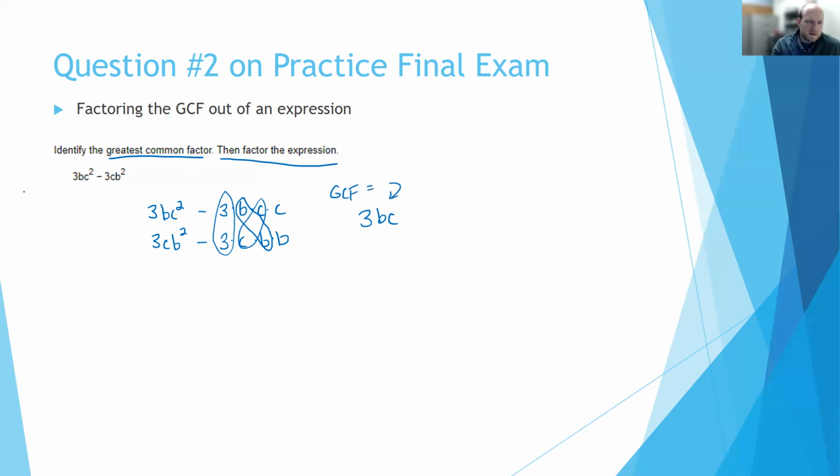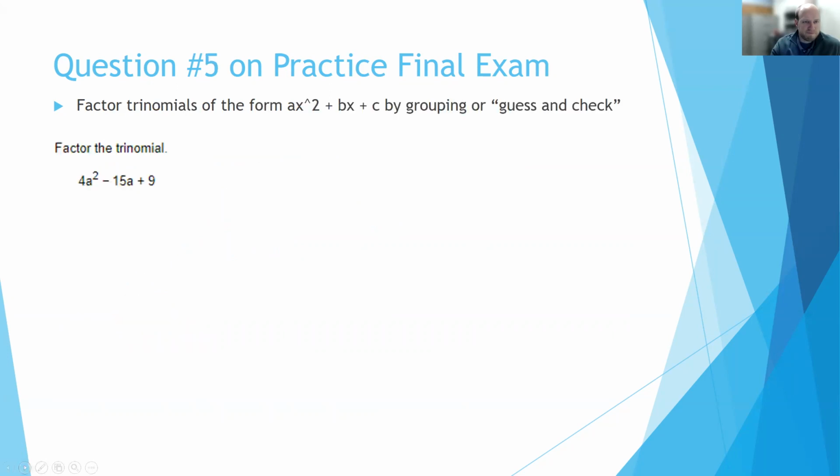Now that we've identified it, I'll rewrite this original problem. We take out a 3bc from each of these terms. If I take out 3bc from the first term, 3bc squared, I just have a c left over, and then I keep this subtraction sign. If I take out a 3bc from the second one, I have a b left over. This would be your factored form. You could check that by multiplying the 3bc into the c, and then also into the b, and seeing if you get the same thing.